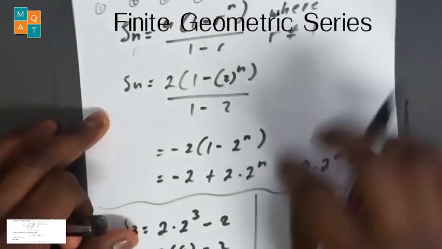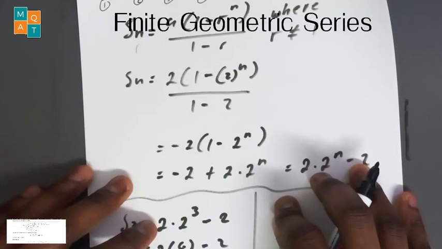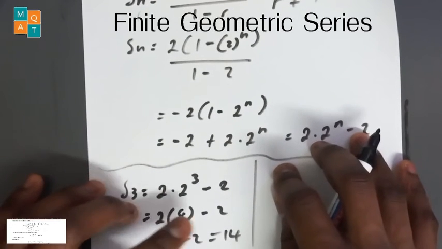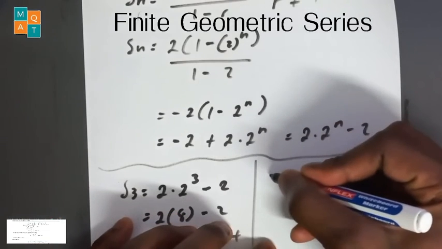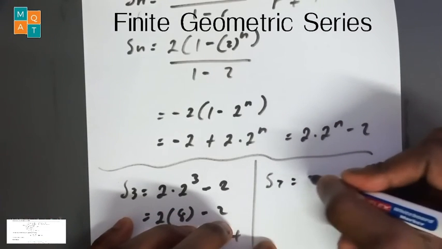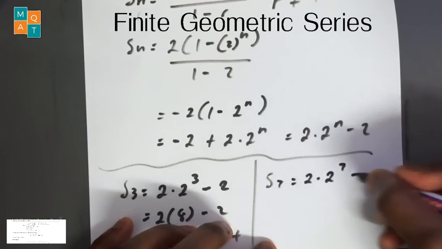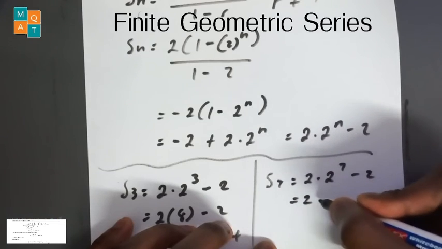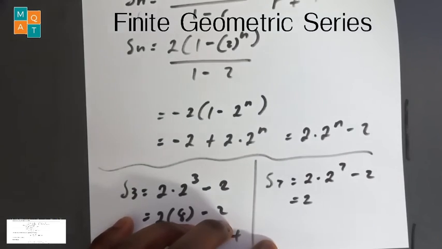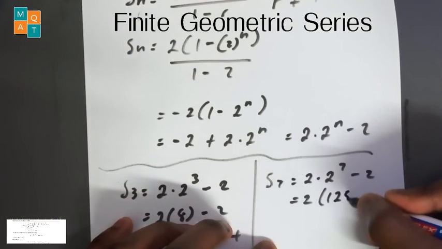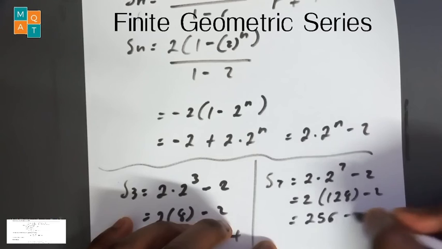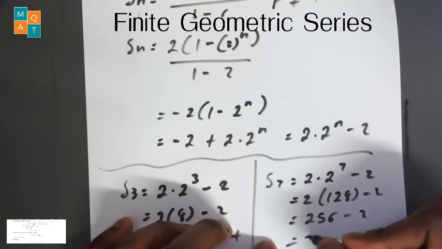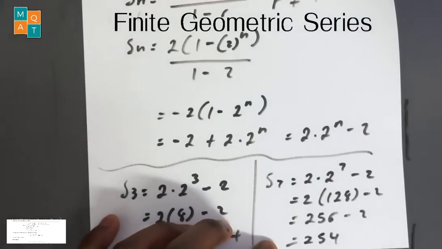Now further on, let's do this also for, let's say, the 5th or the 6th or the 7th. Let's say S7. That is going to be equal to 2 multiplied by 2^7 minus 2. 2^7 is 128. 128 times 2 is 256, minus 2. 256 minus 2 is 254. So this is how we use this equation.